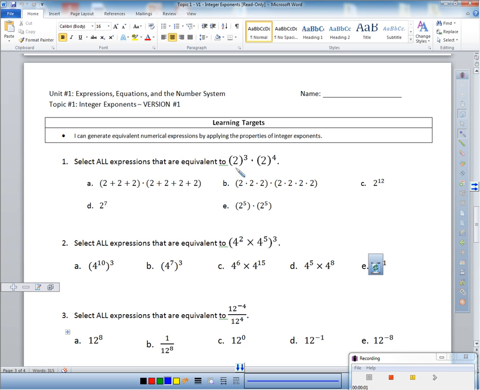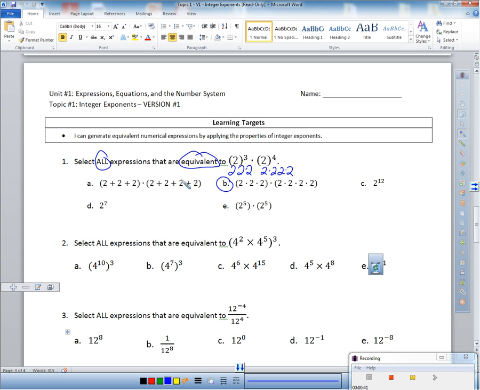So in the first one, you have 2 to the third times 2 to the fourth. If you expand this out, it means 2 times itself 3 times. This means 2 times itself 4 times. And if you start looking at your options, B right away makes sense. 2 to the third, 2 to the fourth, those match. That's equivalent, and that's what we're looking for. Which one of these options are equivalent? And we're trying to pick all.